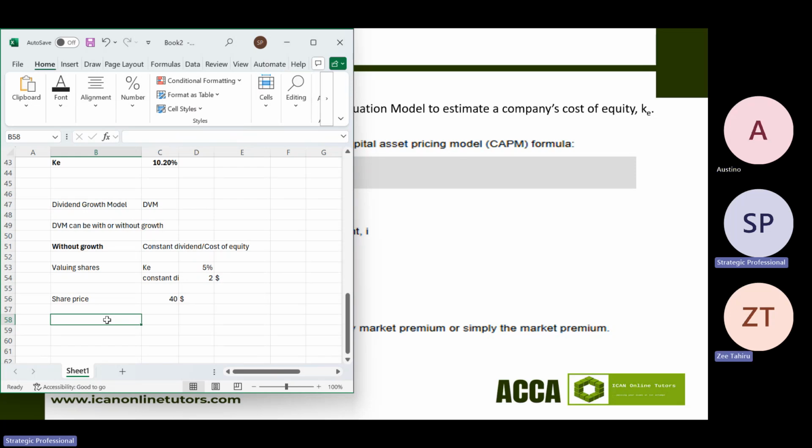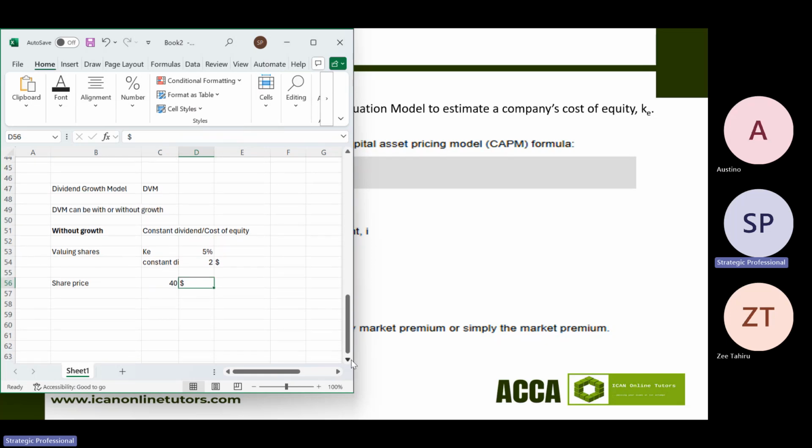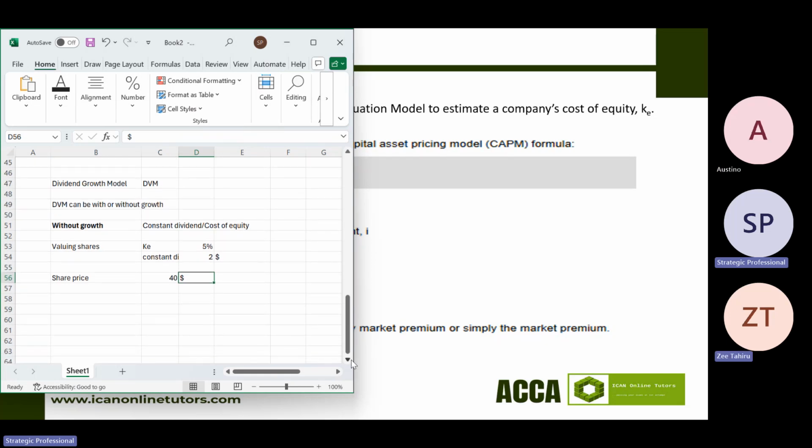We talked about the share price, 40 USD. Oh, so you got it up to this place, right? Yes. All right, that's fine then. That's what I was trying to explain. I told you that this one is without growth. Now let's say we have a question with growth.